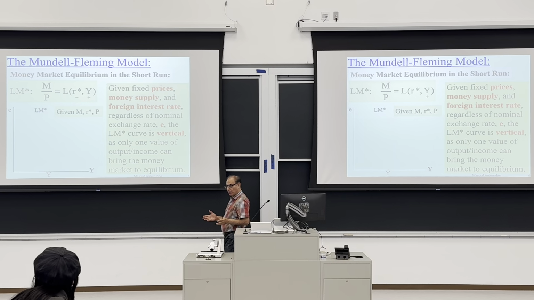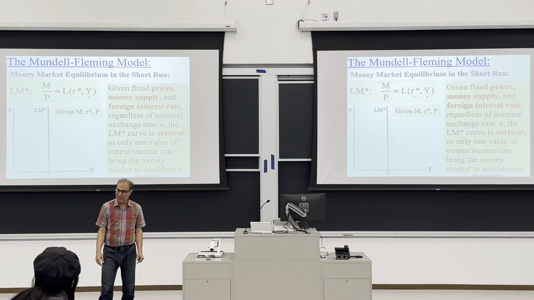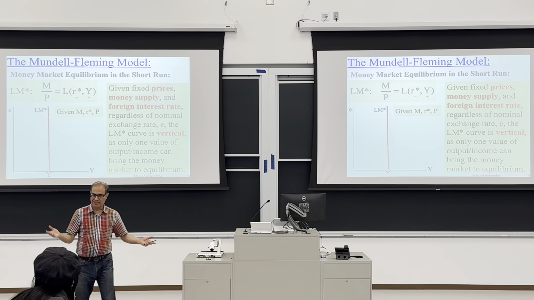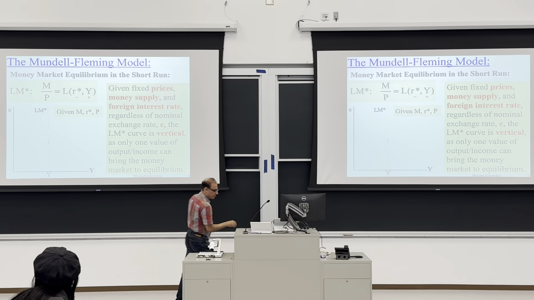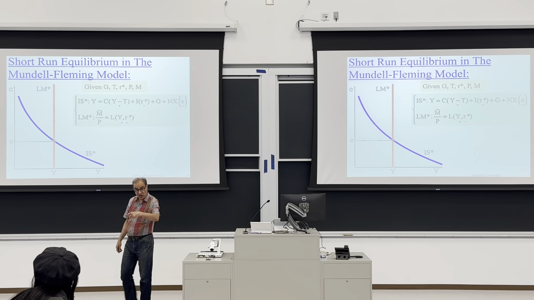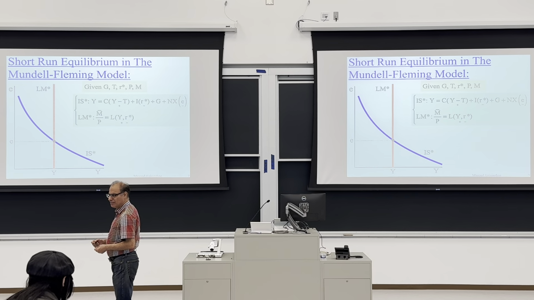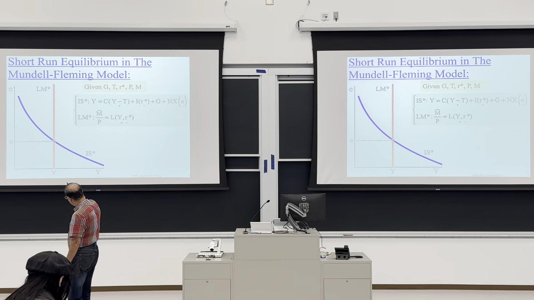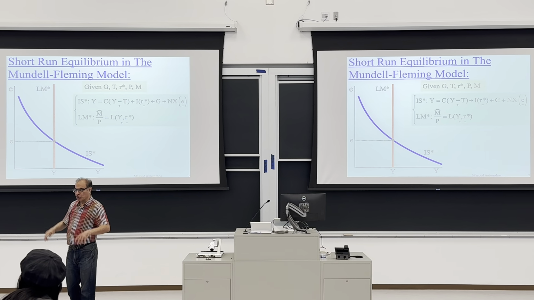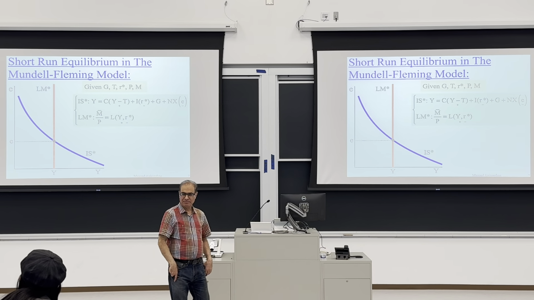I am sure you can guess what happens next. I put together what? IS, LM, and I find equilibrium. Okay, so let's just do that. Can you see that? So IS star, LM star. The intersection is representing what? Equilibrium in goods and money market at the same time.